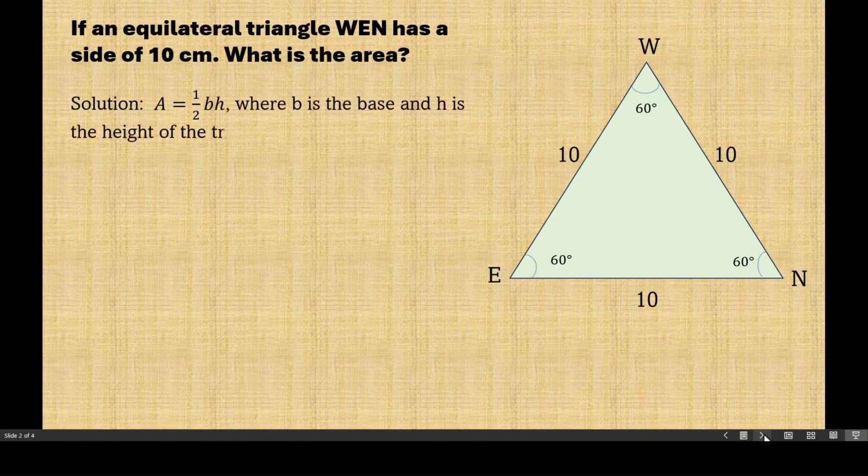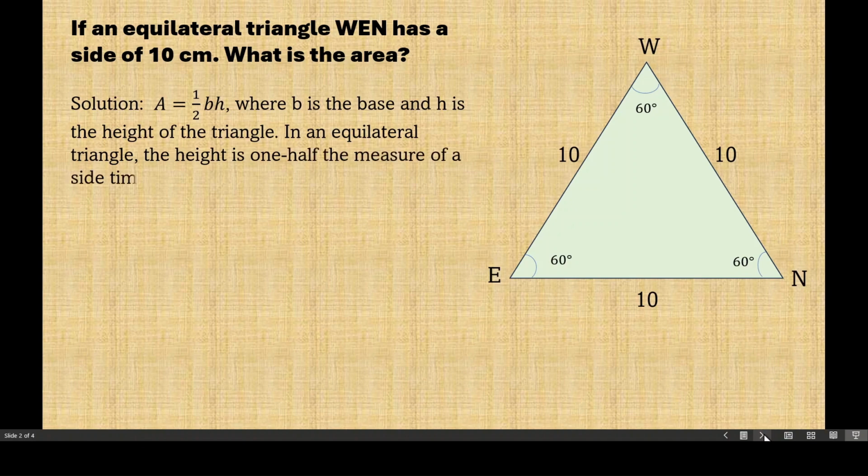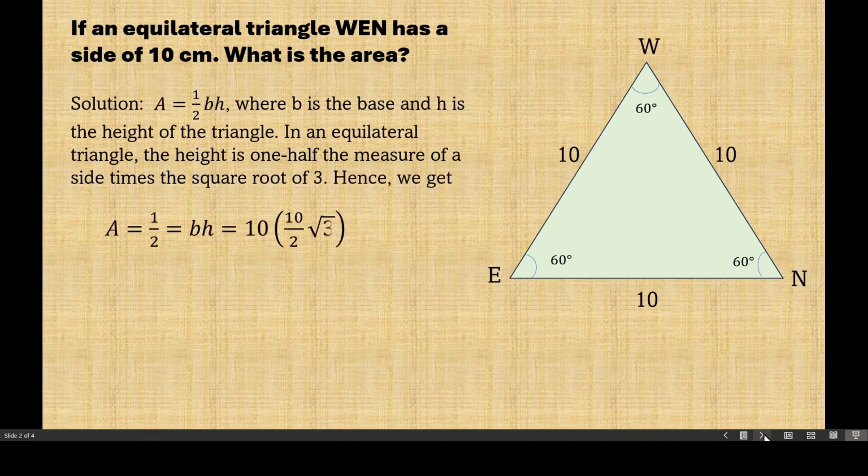Solution: the area of a triangle is equal to 1/2 the product of the base times height. In an equilateral triangle, the height is 1/2 the measure of a side times the square root of 3. Hence, the height is 5 times the square root of 3. Therefore, area A is equal to 1/2 the product of the base, which is 10 centimeters, and the height, 5 times the square root of 3. That is equal to 25 times the square root of 3 square centimeters.